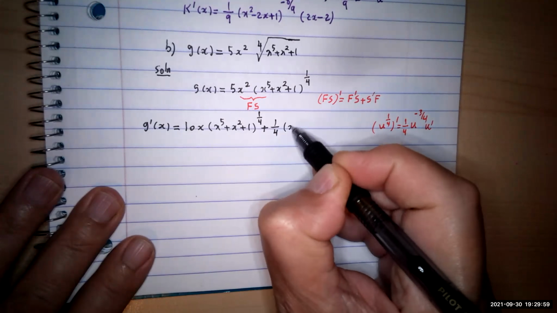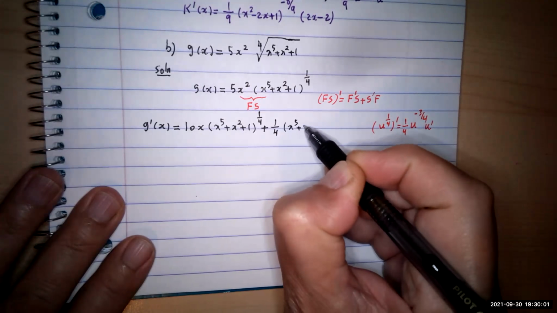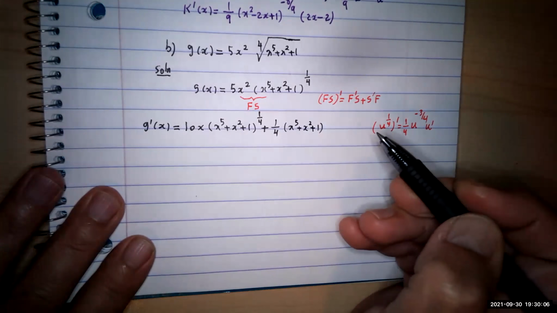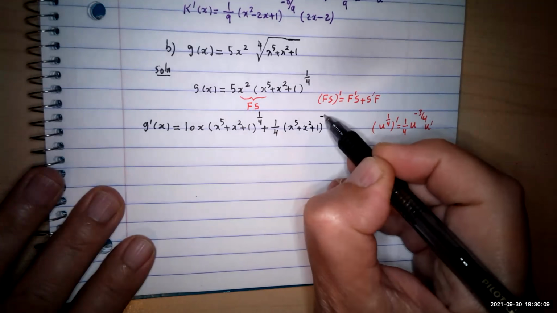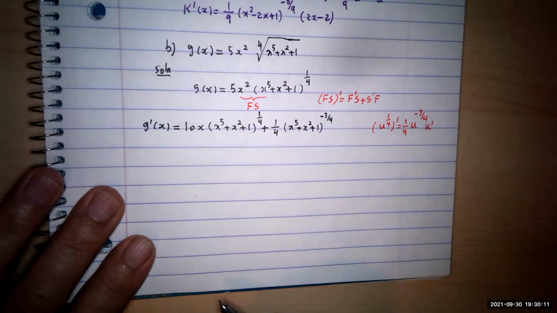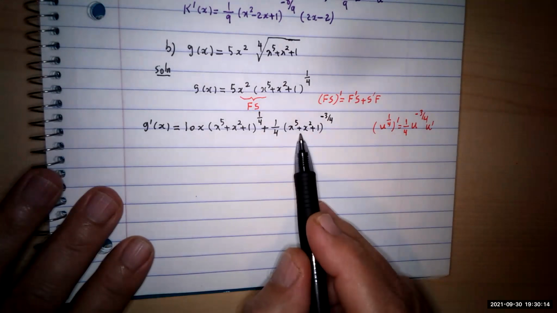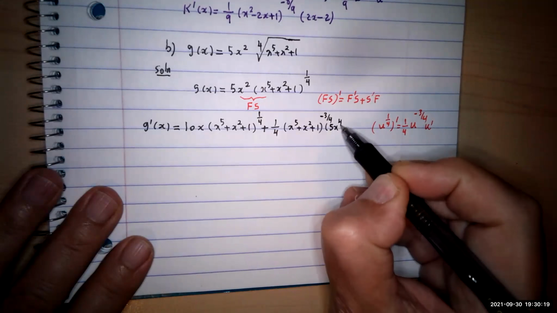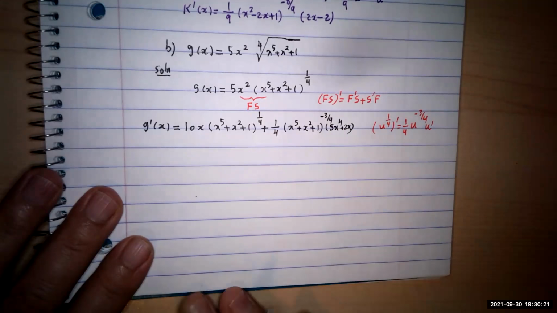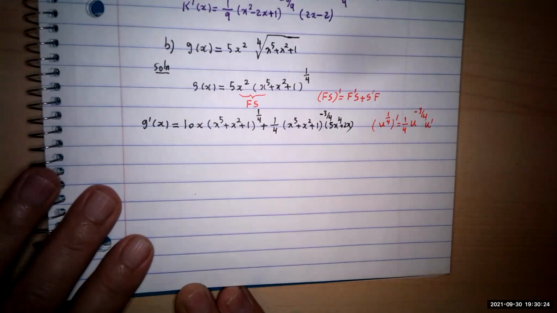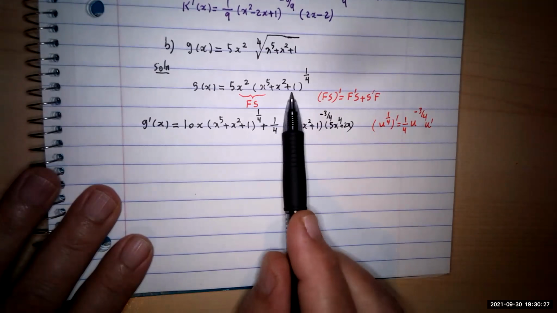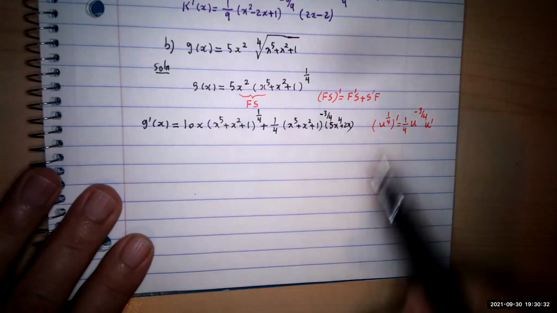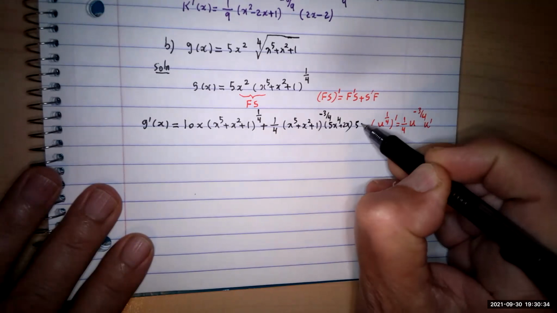Okay, x to the fifth plus x squared plus 1 to the a quarter minus 1, which is going to be negative 3/4, times u prime, the derivative of the inside. Derivative of the inside would be what? 5x to the fourth plus 2x. That's the derivative of the second one. So this is the derivative of the second function, but you have to multiply by the first function. What's the first function? 5x squared. So times it by 5x squared.